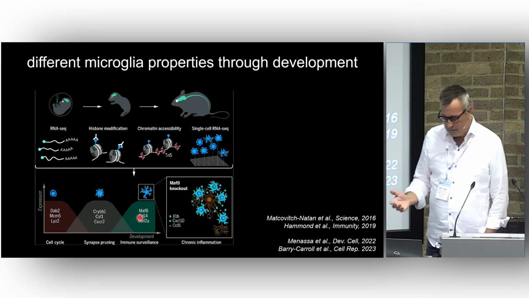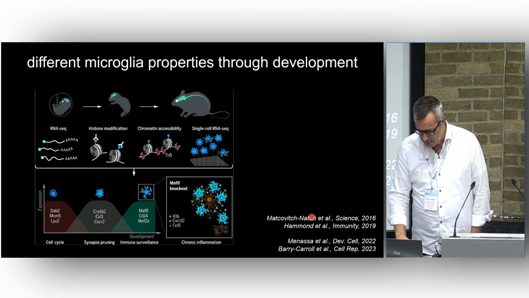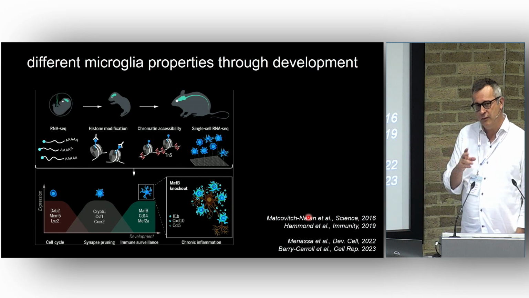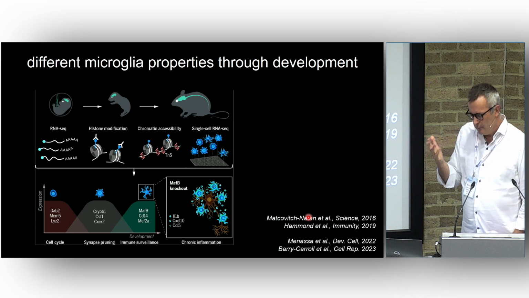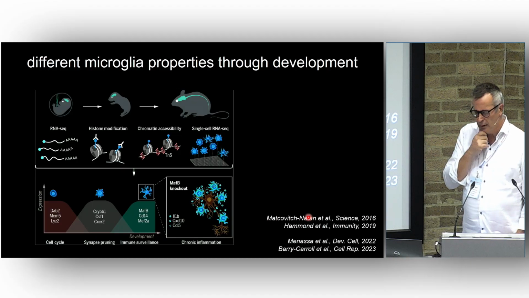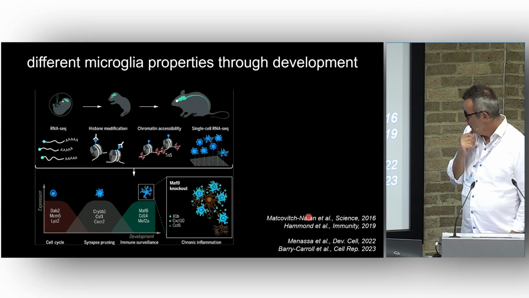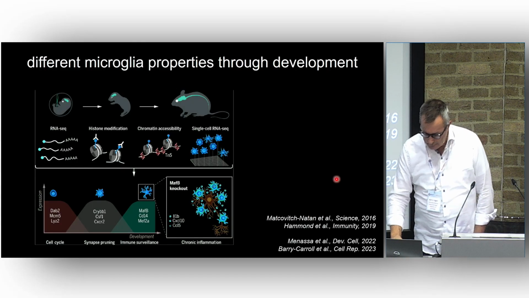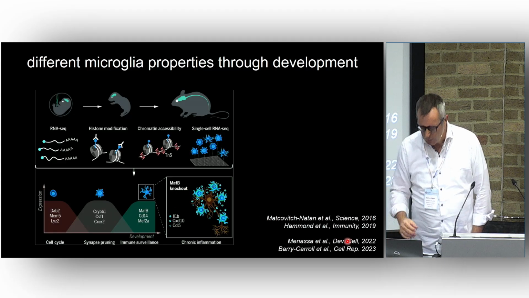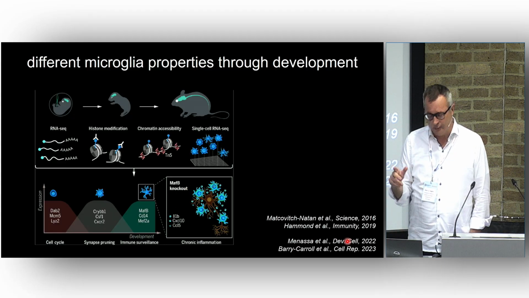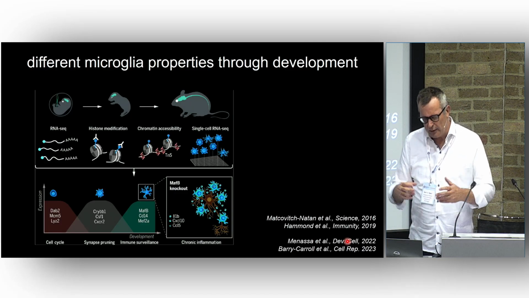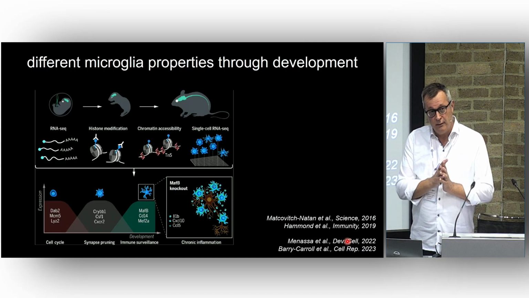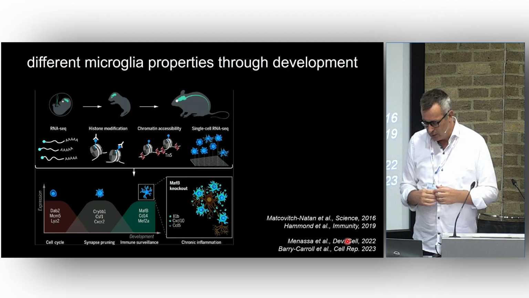That work has since been complemented by work from Beth Stevens' lab, the Hammond paper in Immunity, where they did a similar study. And last year and the year before, work from the lab of Diego Nicola showed more work on how microglia expand and colonize the human CNS and how they change over a human lifespan.